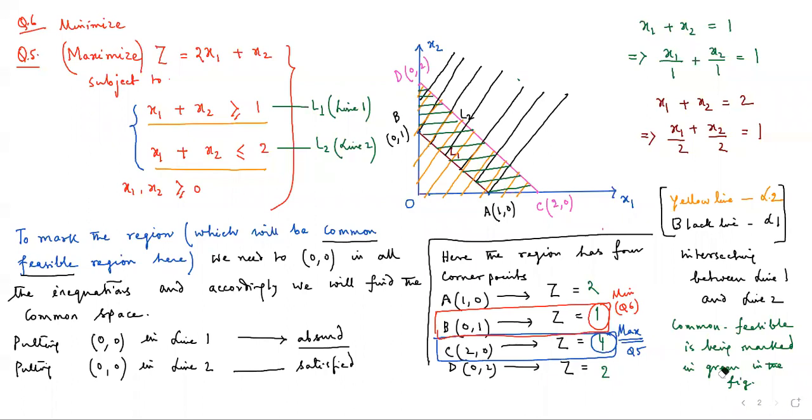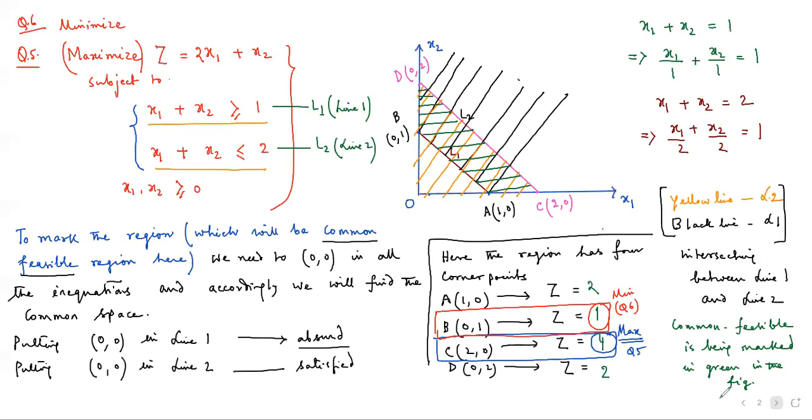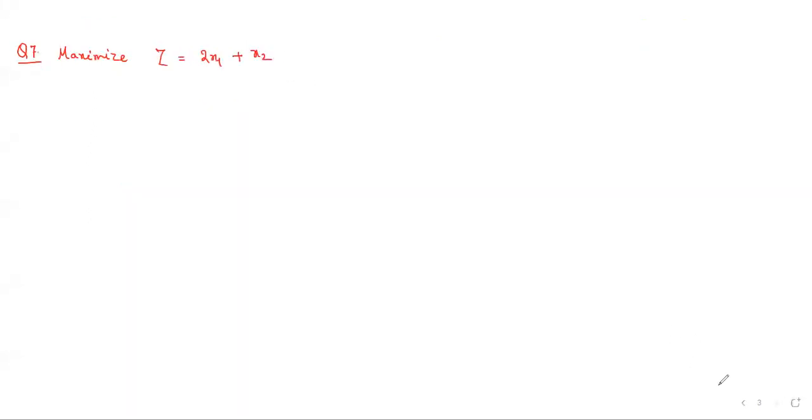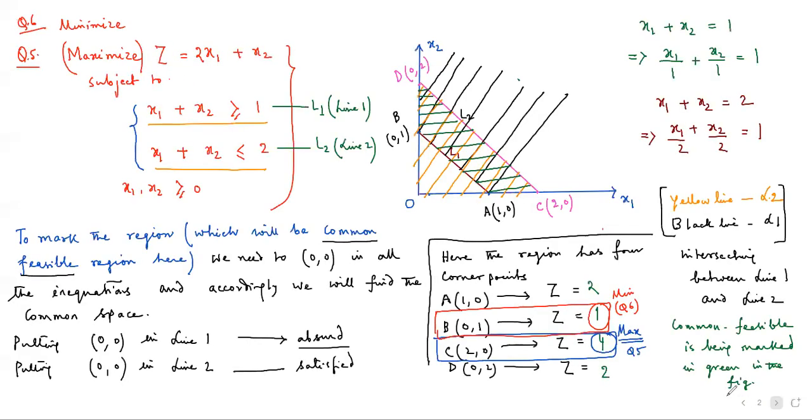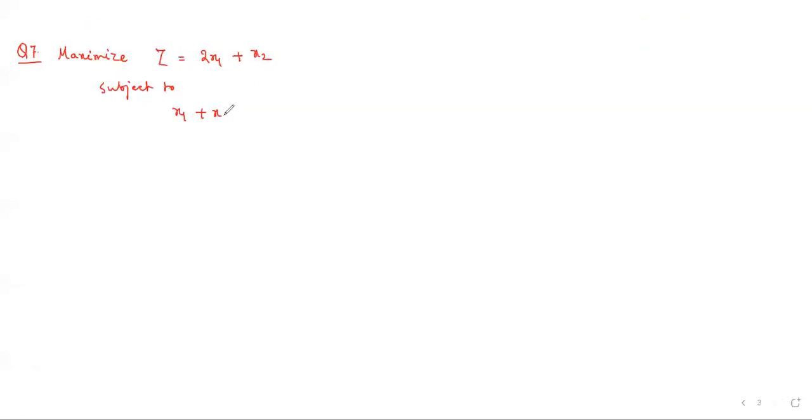Now I am considering question number 7, and I'm giving you the same problem in a different way. Maximize Z, which is 2x1 plus x2, subject to x1 plus x2 less than or equal to 1, x1 plus x2 greater than or equal to 2, x1, x2 greater than or equal to 0. What will happen then? What will be the change?